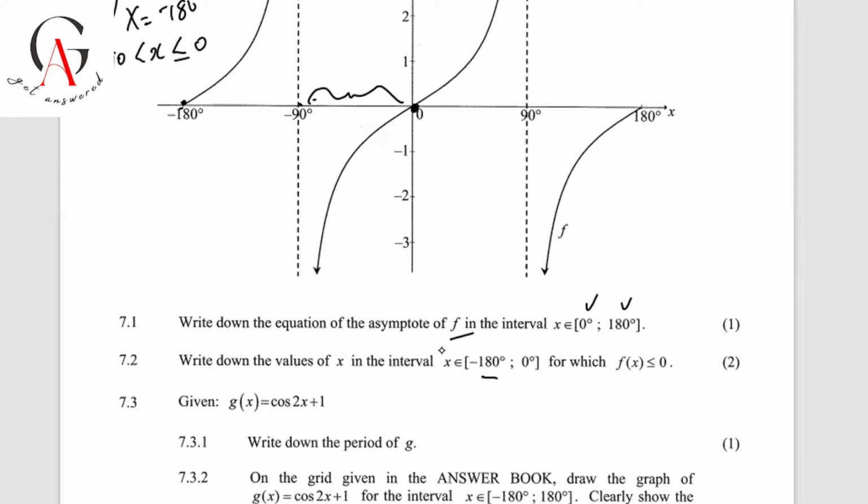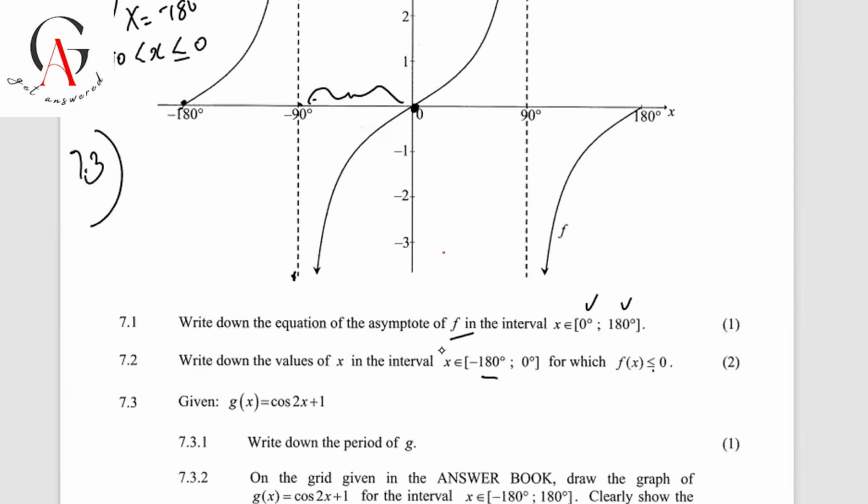We have this interval for this section here because this graph should never touch this asymptote. That's why there's no equal sign there. And then the fact that there is an equal sign at 0, it's equal to 0 at negative 180. All right, then 7.3.